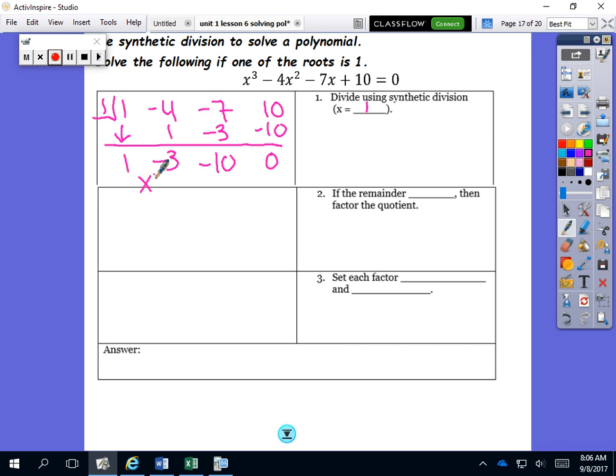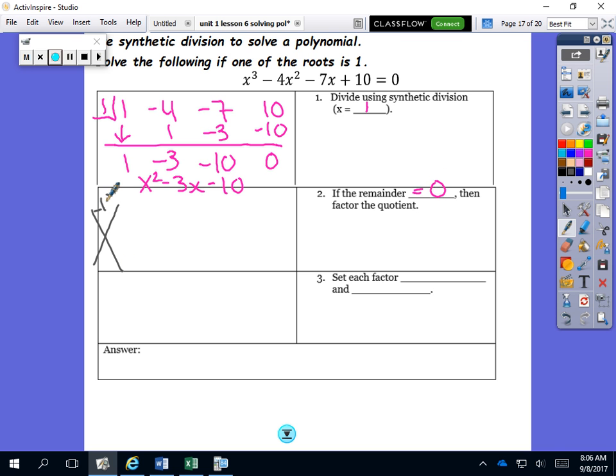So this is going to be x squared minus 3x minus 10. So the remainder is 0. So I can see if I can factor this. If I can't factor it, then I'd have to use the quadratic formula to get the solutions. Remember, you can solve a quadratic equation by factoring. So let's factor that. Let's see what we get.